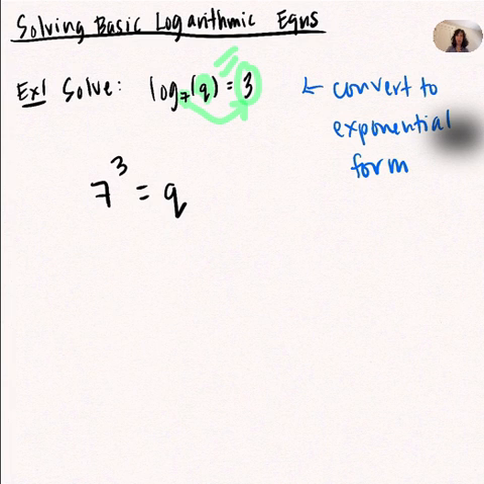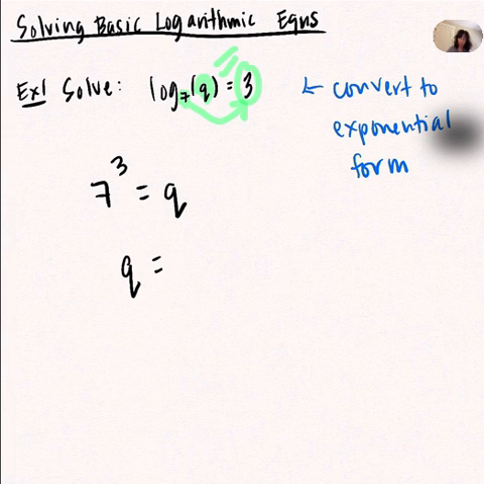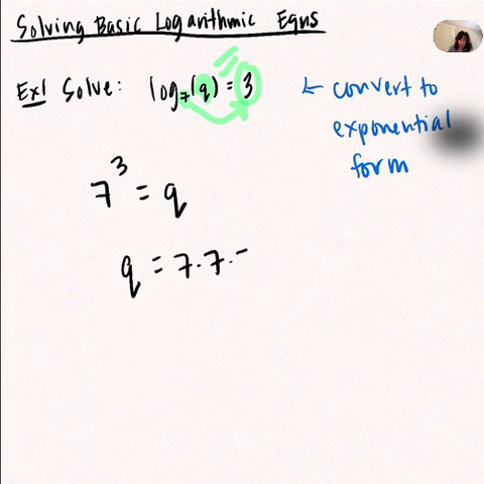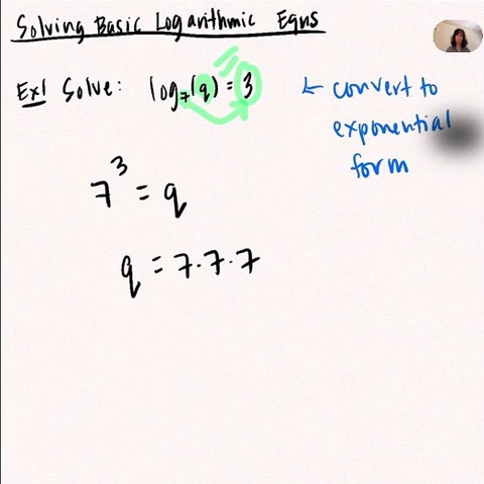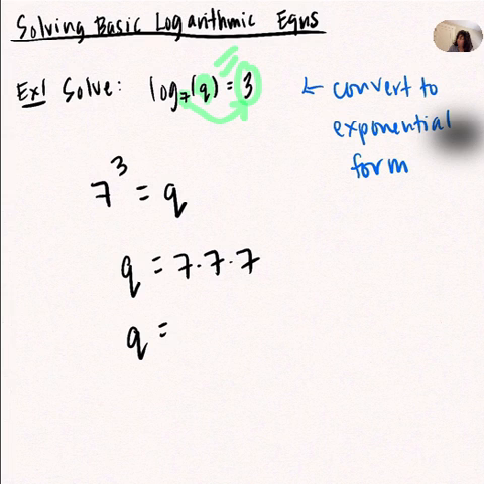So I've converted to exponential form, and this actually gives us the solution. So if we take q and assume that's equal to 7 to the 3, that means q is going to be 7 times 7 times 7, and if you pull out a calculator, you can figure out what that is. So q is equal to 343.